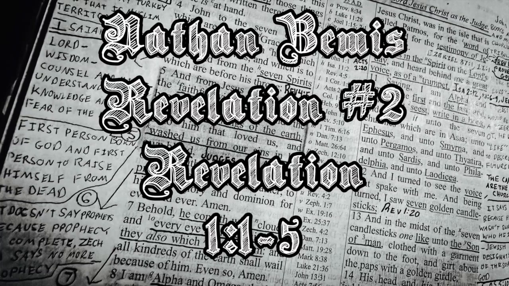Now look at Daniel chapter 8, verse 14, and watch even another one. Daniel chapter 8, verse 14. This is a reason for the gap in those seals, trumpets, and the vials, and the account of the Antichrist.